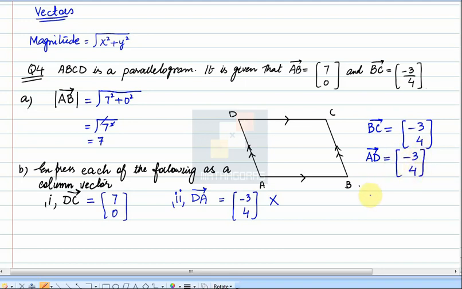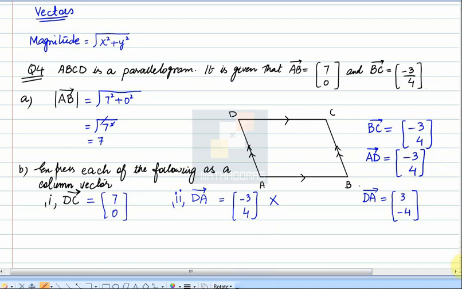But if I say DA, now AD and DA are negative vectors, right? So its value would be 3 and -4. What do you mean by negative vectors? Same magnitude but opposite direction. The values are same but the sign is opposite. Here we have -3, then it should be +3. If it's +4, then it must be -4. So that is the value of DA. Clear?